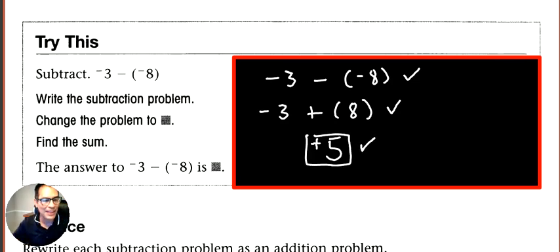All right. That's how you use it. Write the original subtraction problem, change the problem to addition, find the sum, and then answer the question.